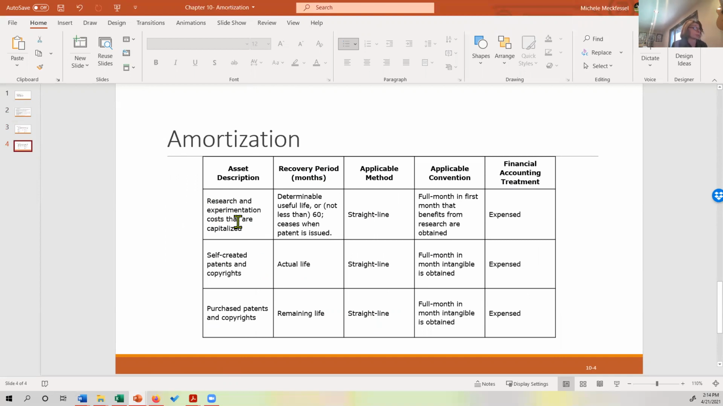So look at research and experimentation costs that are capitalized, okay? So you can figure out the useful life or not less than 60 months, okay? But from a financial accounting perspective, it's expensed, okay? So these are obviously going to be a large source of book to tax differences between financial accounting and the tax treatment, okay? That is all we are concerned about from an amortization perspective in this chapter, okay?